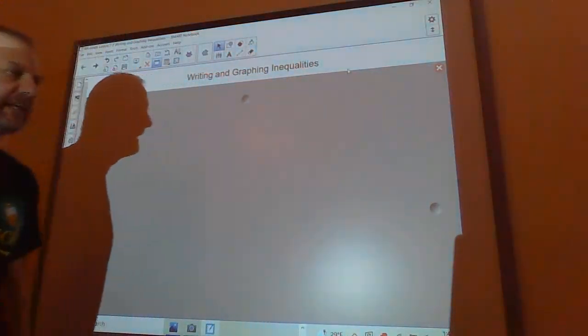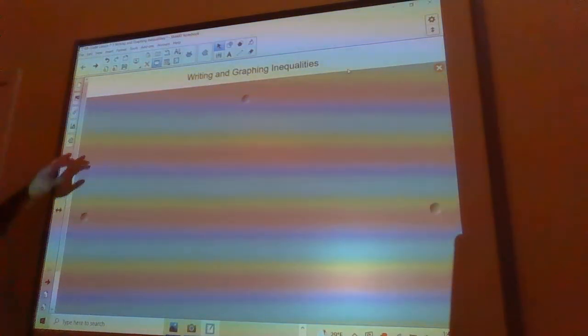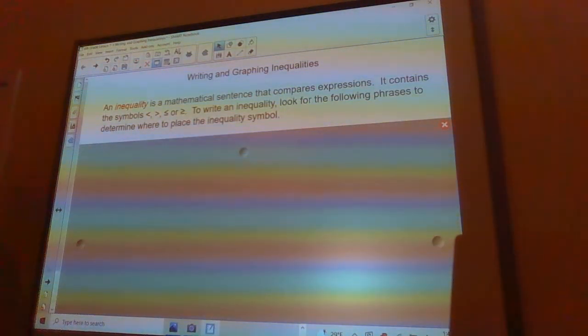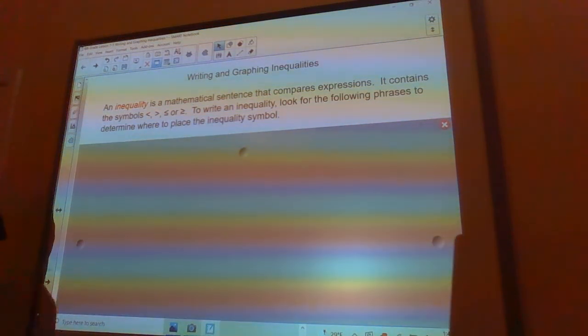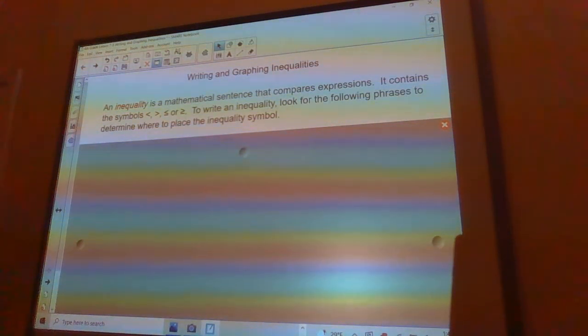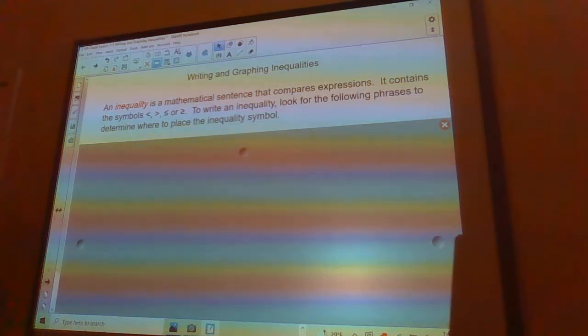Hey everybody, today we're going to talk about writing and graphing inequalities. Okay, so an inequality is just like an equation, except it's not equal to, or can be equal to, but it's also less than, greater than, or less than or equal to, or greater than or equal to. So an inequality is a mathematical sentence that compares expressions.